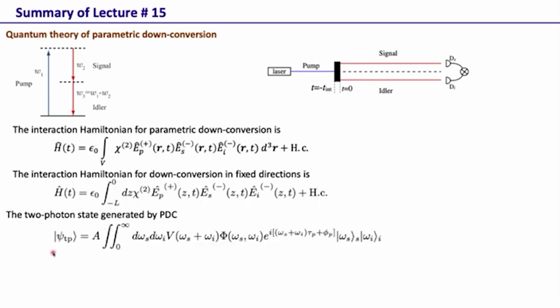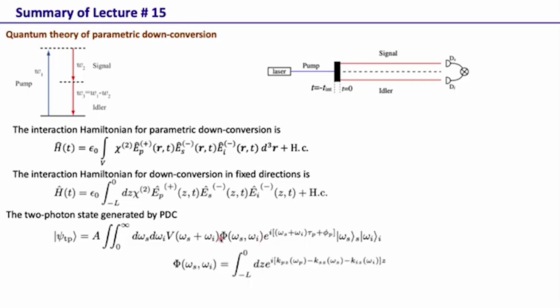down conversion, and here is the state that we derived. Omega s represents a signal state consisting of one photon at frequency omega s. Omega I, with subscript I, represents the state of an idler photon at frequency omega I, and here we have this integral over omega s and omega I. V is the pump field amplitude, and we consider the pump classically, and this phi is what's called the phase matching function, which is what we are going to study in a little more detail today.